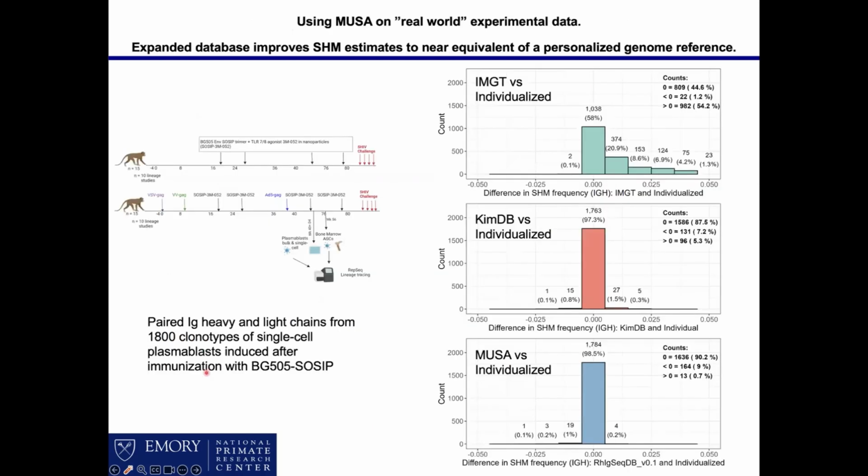Okay, so now we're going to get into what would be utility. We wanted to be able to make this database, but how can we employ this? What use does it have? And so one of the first analyses that we did was to try and apply this to single-cell RNA-seq data to see if it was going to improve our estimate of somatic hypermutation rates.